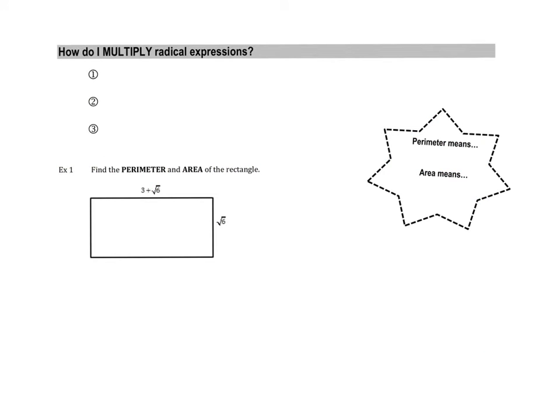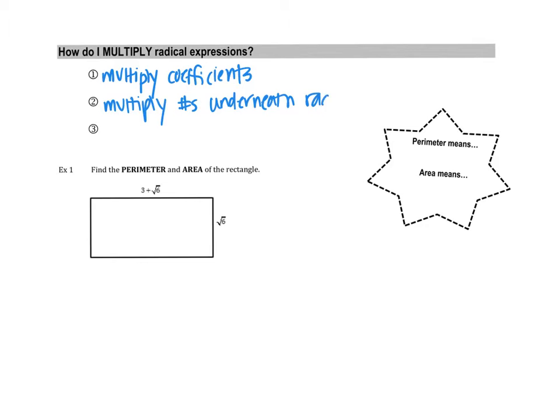Okay, so whereas yesterday the big question was how do I add and subtract radical expressions, today the big idea is how do I multiply radical expressions. So the first thing we're going to do is always multiply the coefficients outside of the radical. Remember, coefficients means the number in front of the term. Then we're also going to multiply the numbers underneath the radical. Okay, and then we're going to simplify our radical.